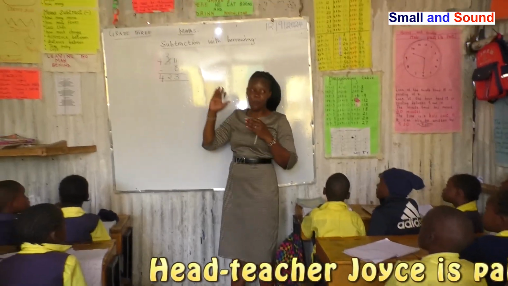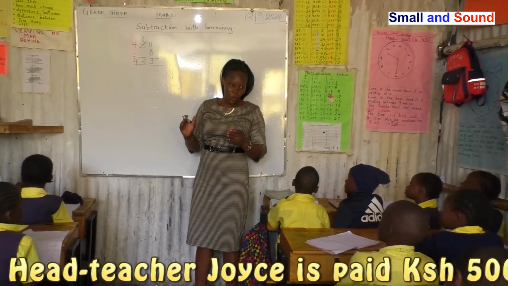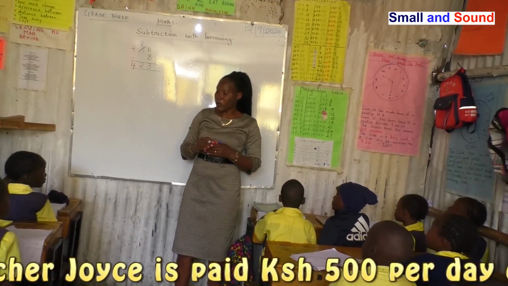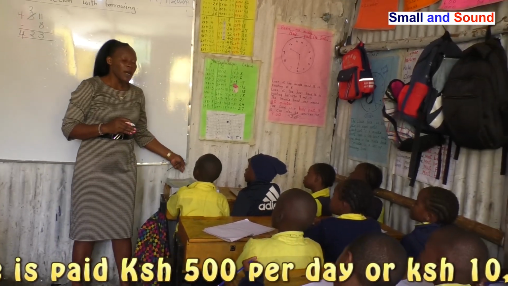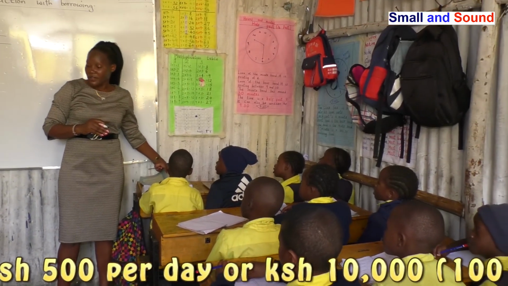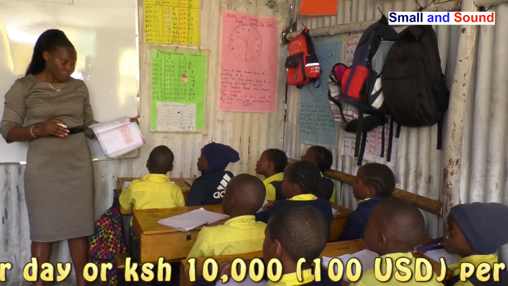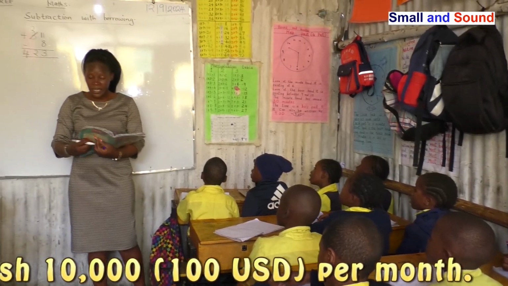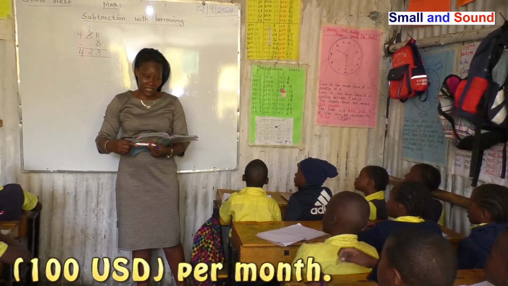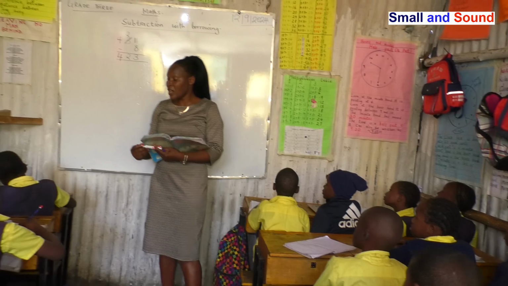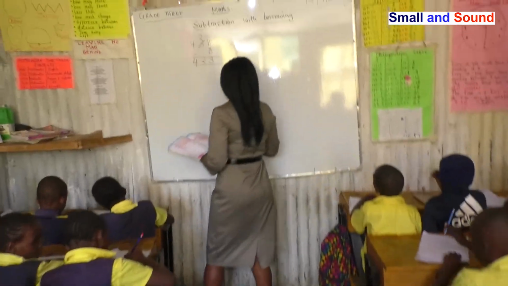If it is smaller, you must borrow. We must do what? Borrow. So remember to borrow. So I want to give you some work as homework. This is what you are going to do at home. Make sure that you do it correctly. Make sure that you borrow where necessary, okay? So write down this work as your homework.